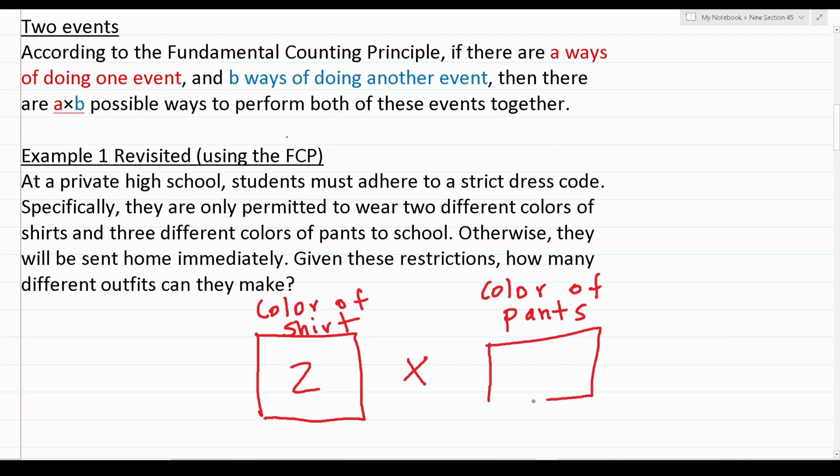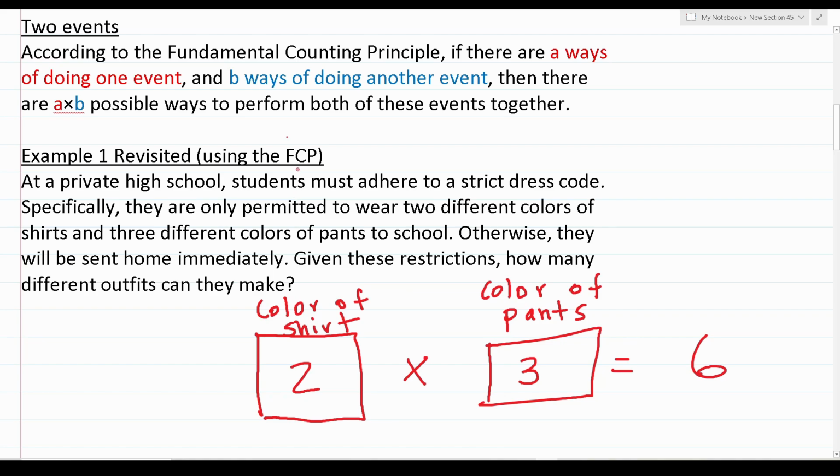And if we reread our question, we can see it says they can wear 3 different colors of pants. So we'll put 3 in our box right here. 2 times 3 is 6. So in other words, they can make 6 possible outfits given these restrictions.